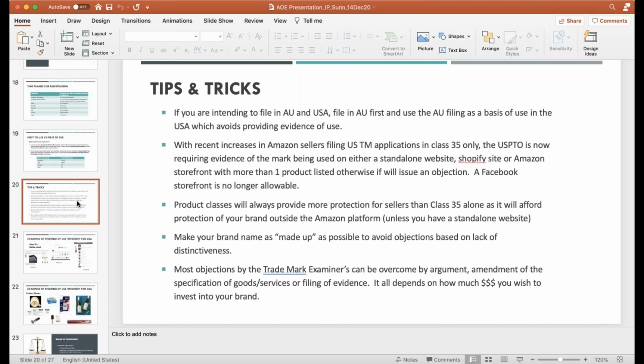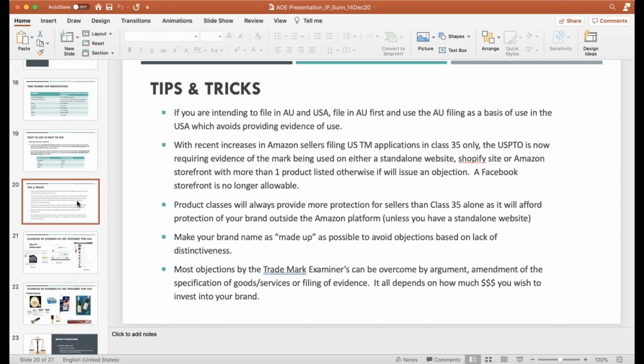So when you file in the US, you either have to select a basis of use, which is either actual use or intent to use. And if it's actual use, then you have to provide evidence, and evidence is just photos. But if it's intent to use, then you've got a limited period of time in which you have to show that you are actually using it and provide that evidence.